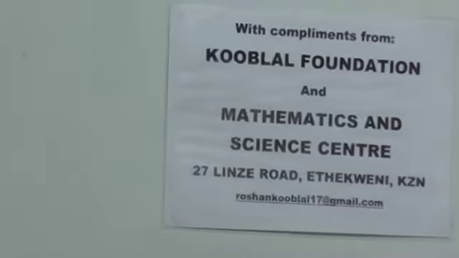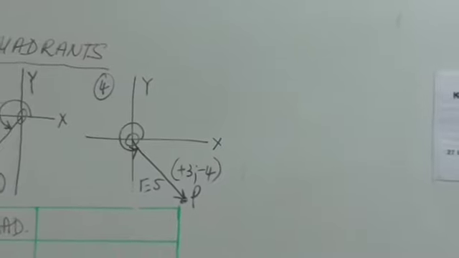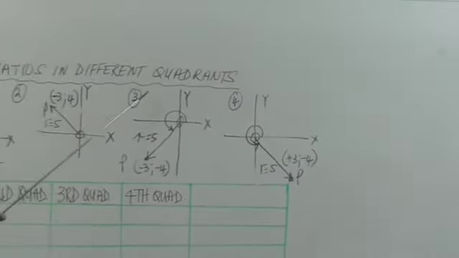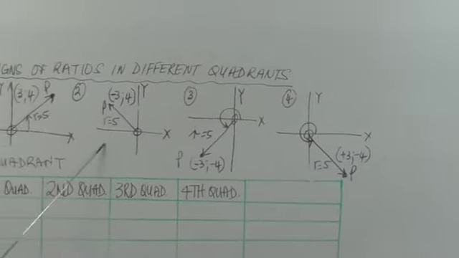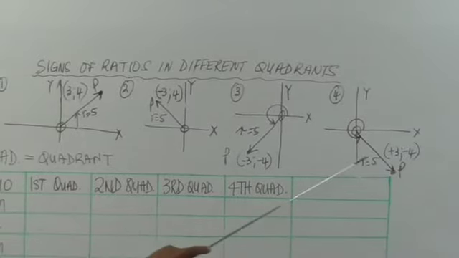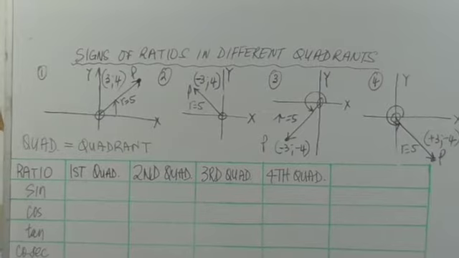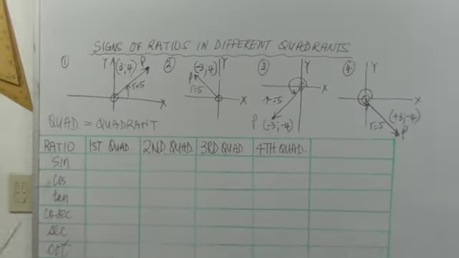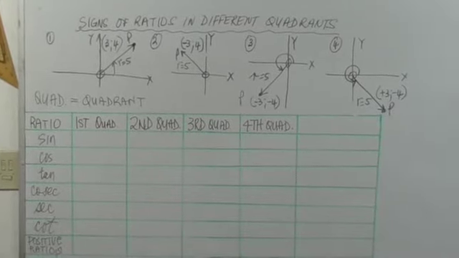Thank you. Our topic for today is trigonometry in all four quadrants, and we want to work out the signs of the ratios in the different quadrants. So here you have the first quadrant, second quadrant, third quadrant, fourth quadrant. Now we want to work out all six ratios and see which ratios are positive in each quadrant. I'm just going to do an example.